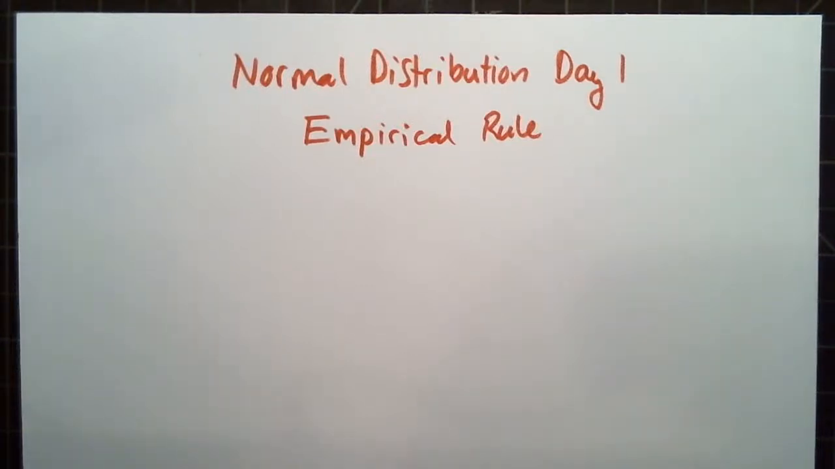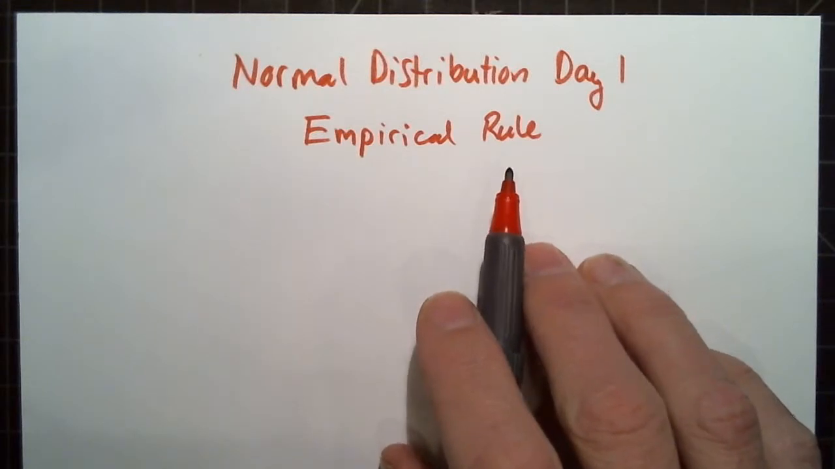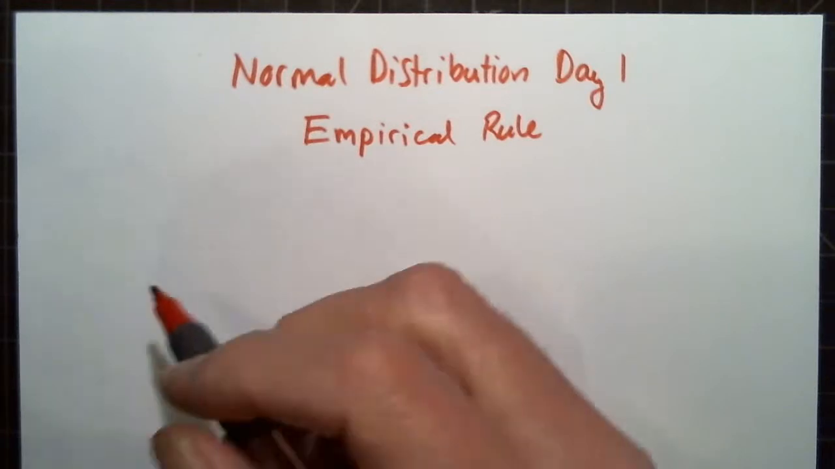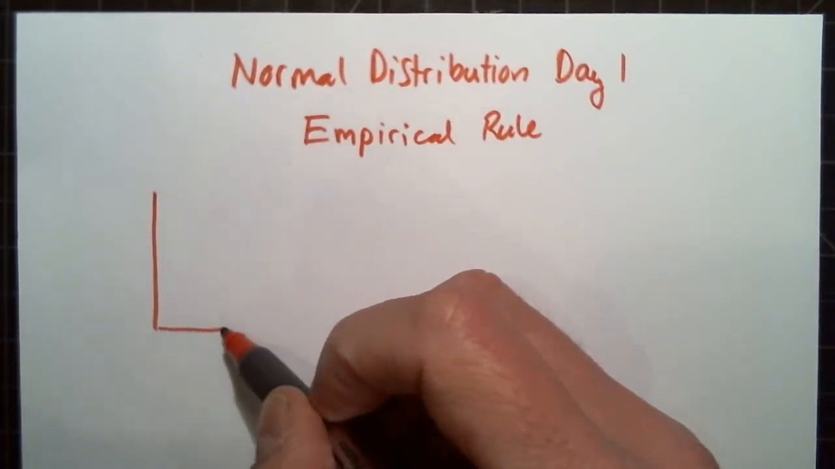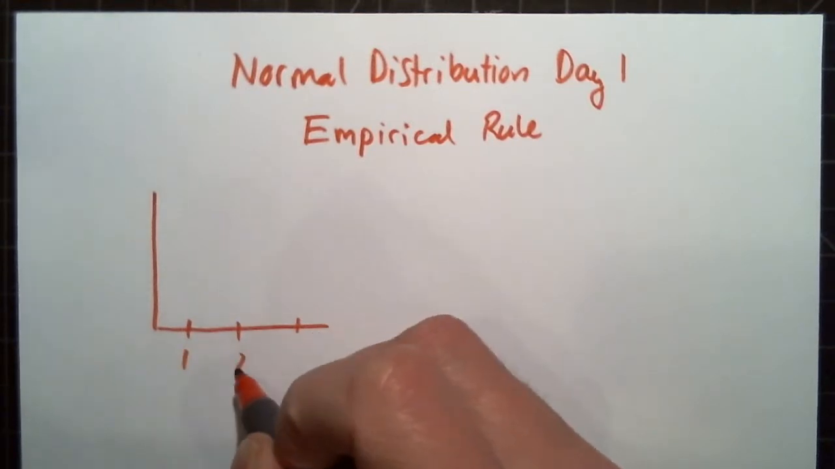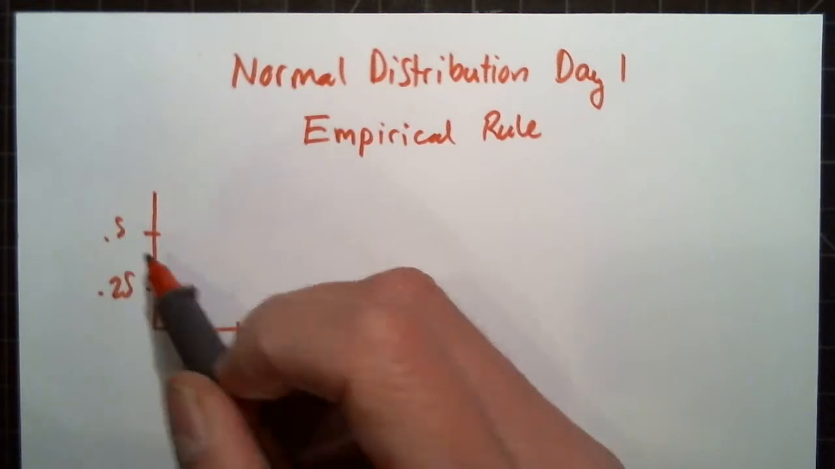Let's talk about the normal distribution and probabilities associated with that. And we're going to use the empirical rule. So let's review what we've been talking about with discrete random variables. If we have a discrete random variable, the distribution of a discrete random variable, we may have something like this.